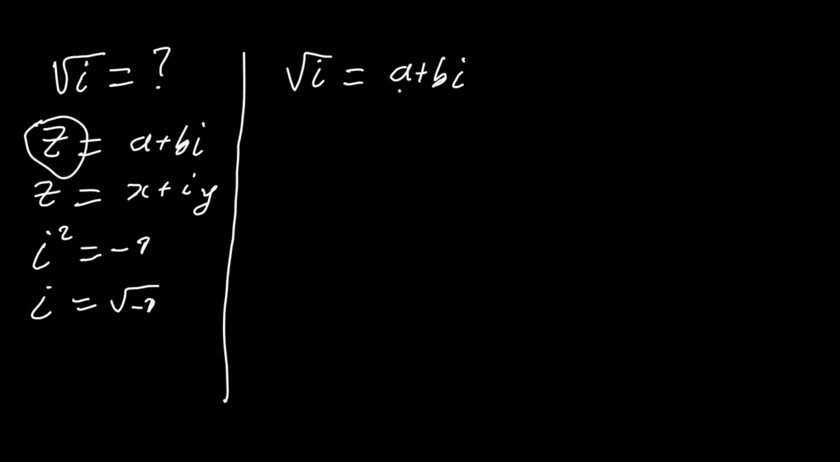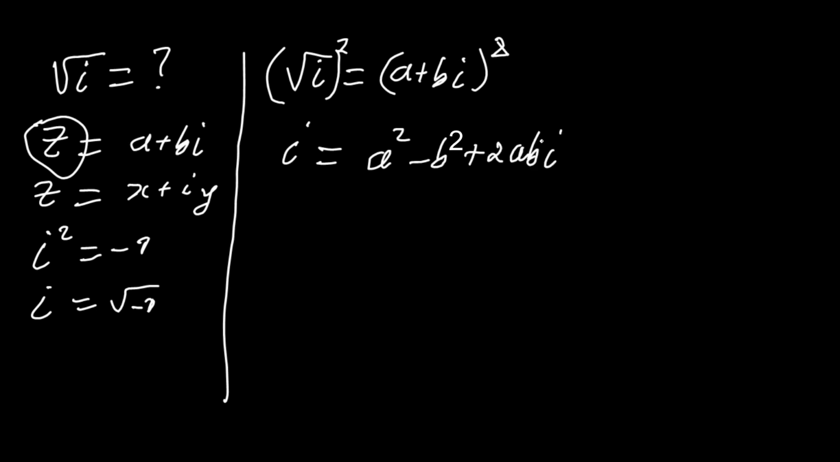Now we have a complex number, and to solve any square root, the first thing we need to do is square both sides. So if you square this, we are going to have i on the left hand side equal to a squared, and bi all squared is going to give us minus b squared, plus 2abi. This is the expansion of this above. Remember that this is actually squared, so that's the expansion above.